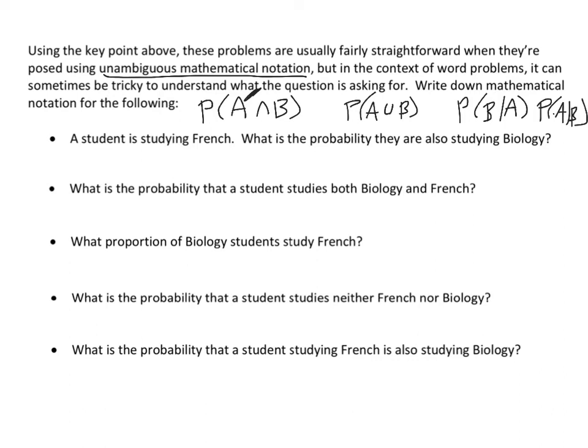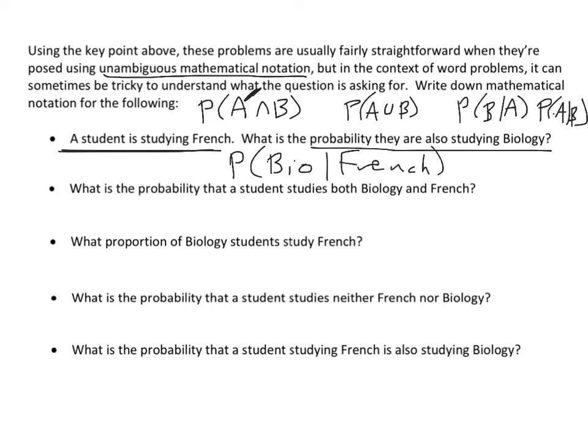So this first one says a student is studying French, period. What is the probability that they are also studying biology? I hope it's fairly clear. It just straight out says a student is studying French. In other words, we know that this student is studying French. Then it asks what is the probability they're studying biology? This is going to be the probability of bio given French. And now that I have that, we could apply the new formula that we just learned. It would be the probability of the intersection divided by the restriction to the sample space.